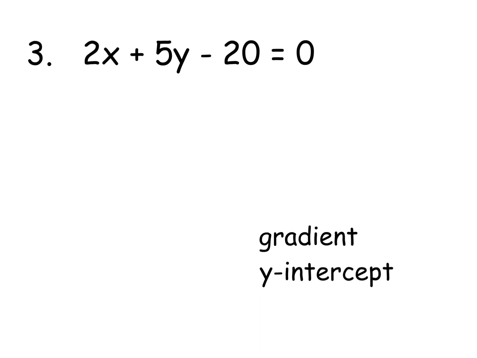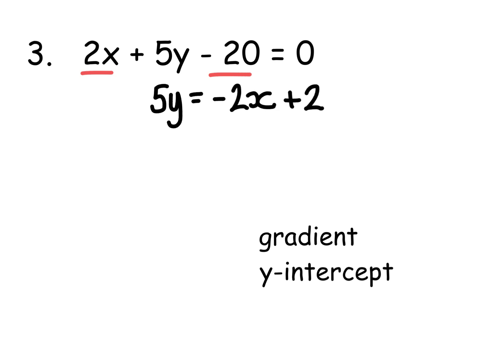Okay, this one has got 2 things on the wrong side. I need to move the x and the -20. So I'm going to take away 2x and I'm going to add 20 to the other side. So this will become 5y equals, because I'm moving both things, 0 doesn't really count over there. So this will become -2x and this will become +20.